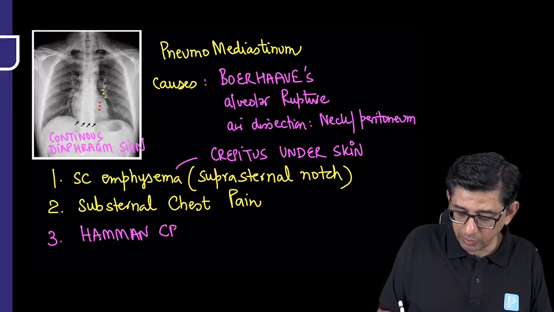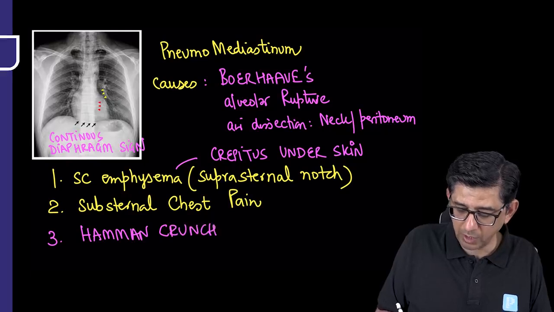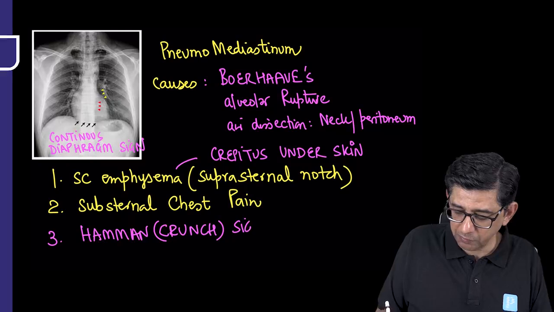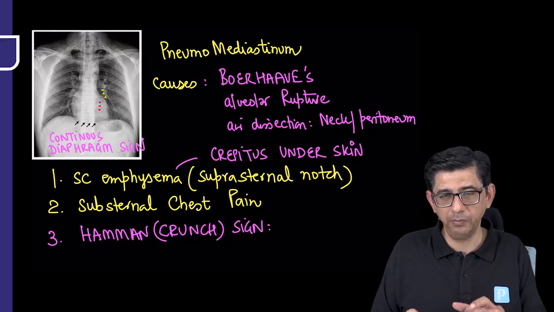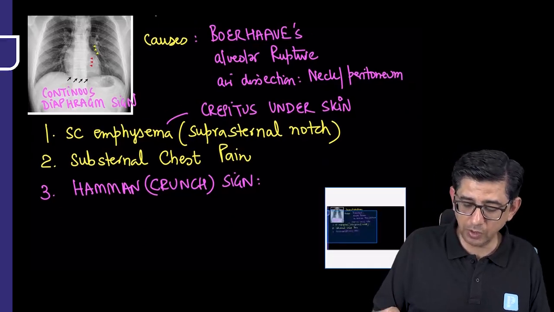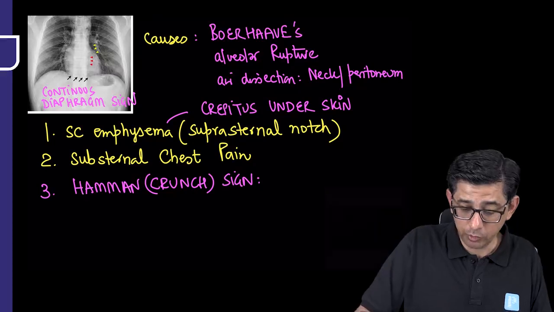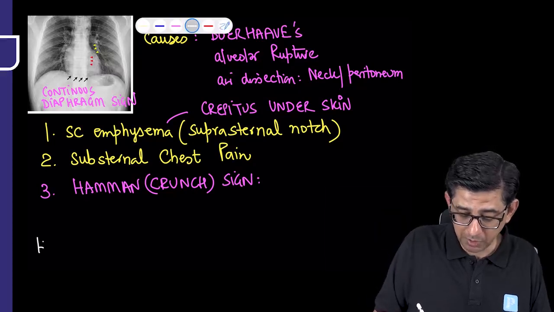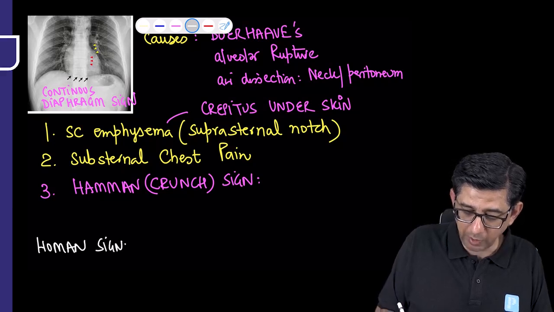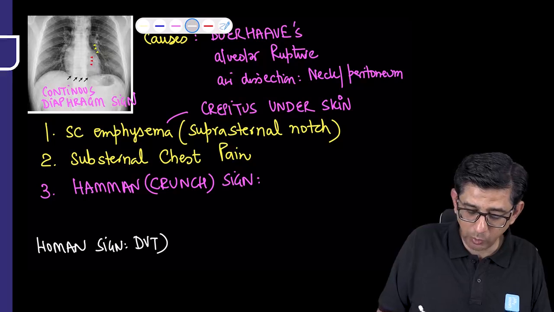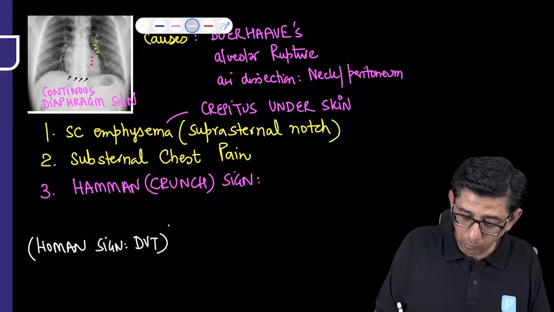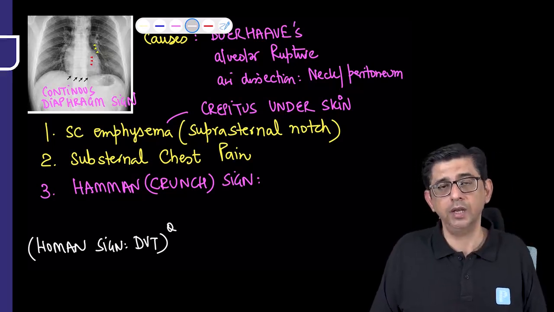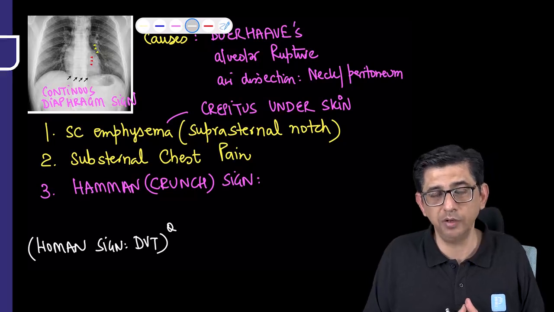Hamman sign is also written in MCQs as Hamman crunch sign. I put it in bracket because if you see that word, Hamman crunch, you would still be able to pick up there. So lots of times in questions, he is going to write the word Hamman sign. I've also seen a couple of doctors making mistakes and mixing this up with Homan sign. Homan sign is read by you in deep vein thrombosis, where you do an ankle dorsiflexion, it causes severe pain in the calf. So remember, Homan sign is deep vein thrombosis and Hamman crunch sign is an auscultatory finding.